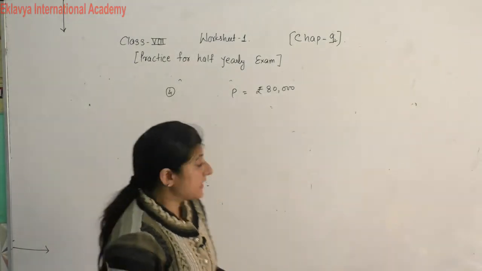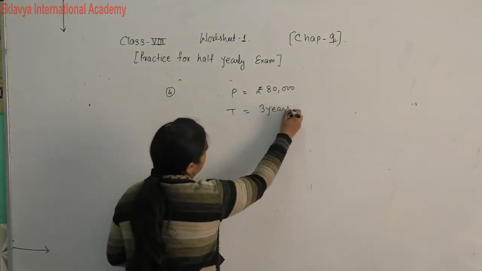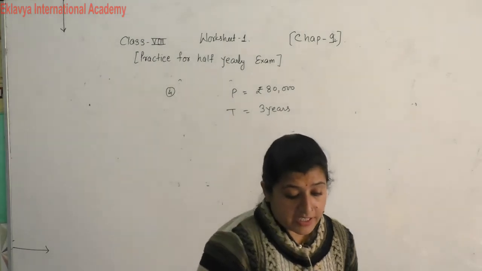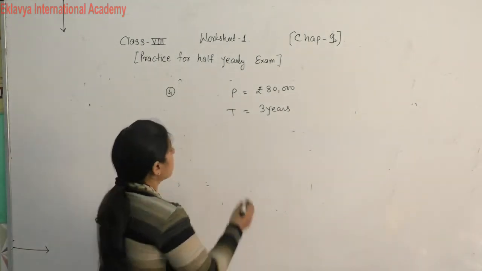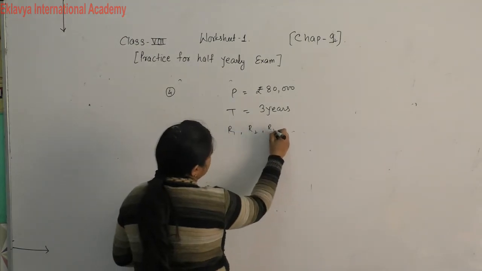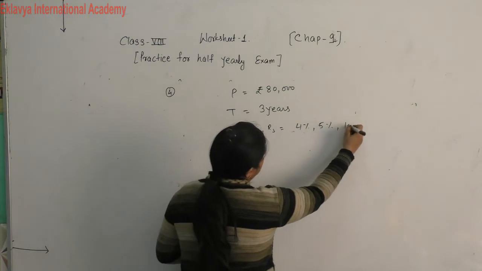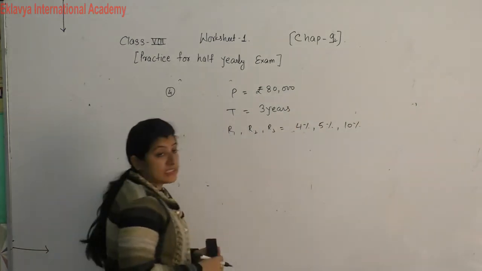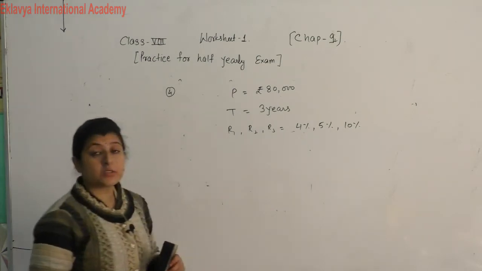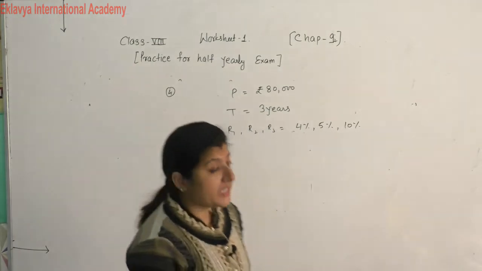For 3 years. Time given to you 3 years. Rates are different here, 4%, 5%, R1, R2, R3. 3 rates are given to you, 4%, 5% and 10%. Then how to solve this question? Your question is compound interest.